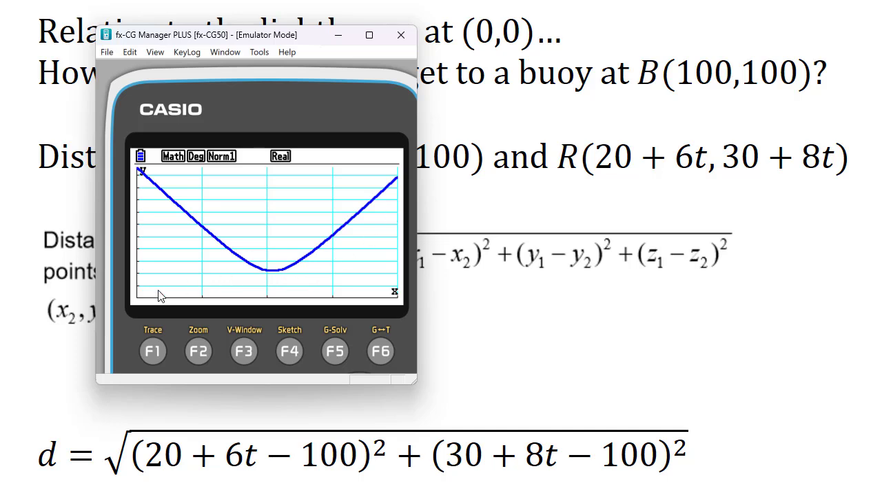There we go. That is a graph of time against how far apart these 2 points are: the fixed buoy and the moving ship. So clearly we just go G-Solve, Minimum. And then we make a sketch of this on our exam paper. And then we write the answer down. And the question might be, how close was it? Well, it was 22 miles apart. Or when did this happen? After 10.4 hours. Really nice.